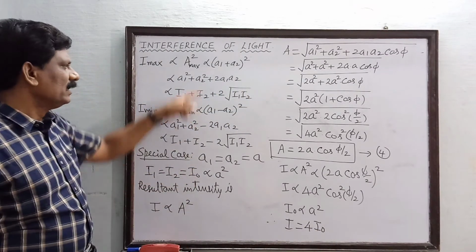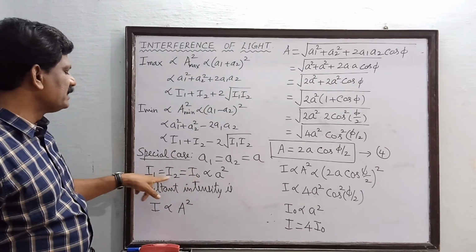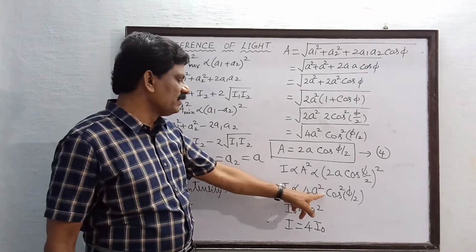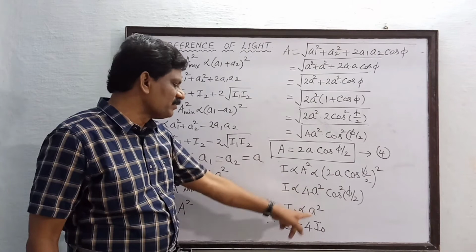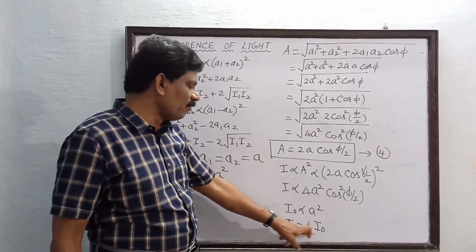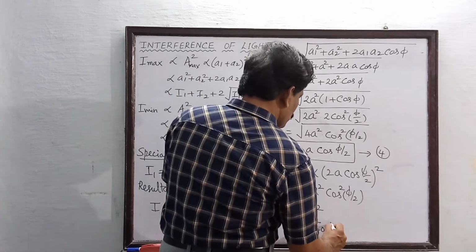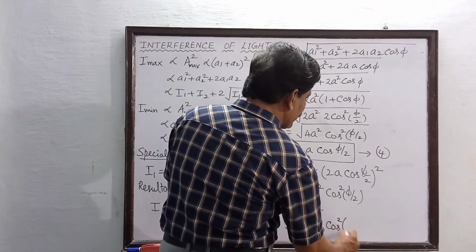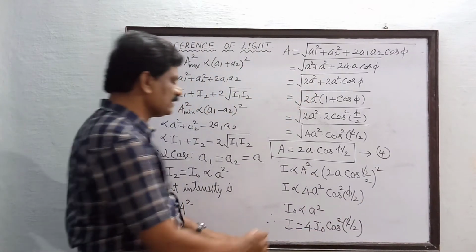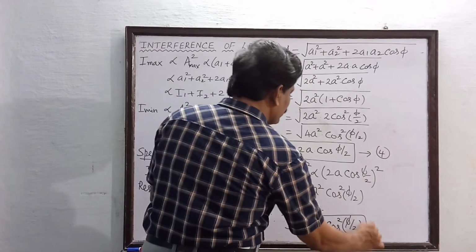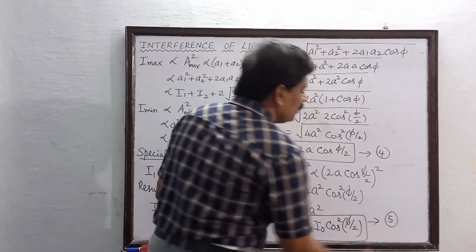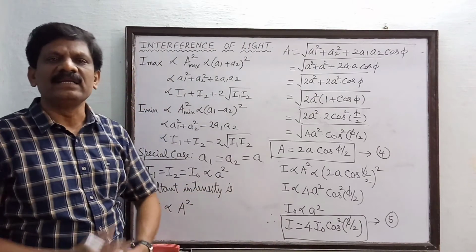We have already written in the previous equations I1 is equal to I2 is equal to I naught, proportional to A square. So instead of this proportionality to A square, I can substitute I naught. So the resultant intensity I is now equal to 4 times I naught into cos square phi by 2. Okay, so this is again a very important equation. So I number this as equation 5. This will be the resultant intensity.